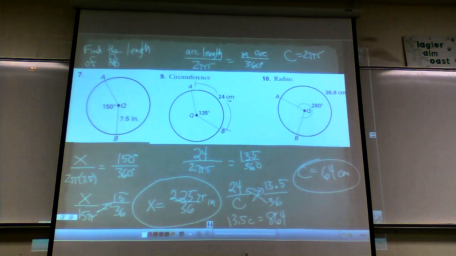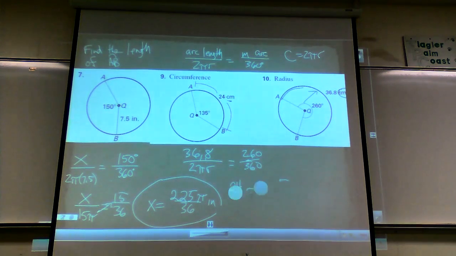We're going to find the radius. So that means I know the arc length. So that's 36.8. The 360 doesn't change. The only thing that changes is the number on top. In this case, it's 260 because the 260 goes to that arc. And I remember I said I know this is arc length because I've got units with it on the number on the outside. Okay?